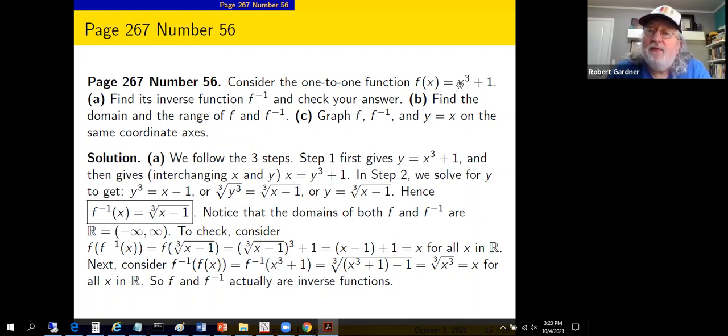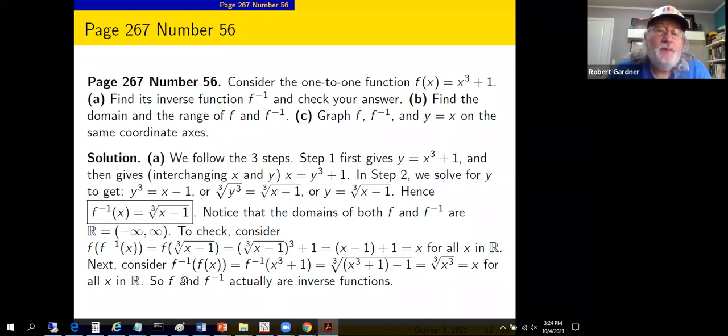F takes stuff, input, and cubes it and adds 1. So we'll cube the input and add 1. We get the cube root cubed, so that just leaves us with whatever's under the radical, x minus 1. Add 1 to it, that leaves x. This is valid for all real numbers. Right, this one's simpler in terms of the domains and ranges. And so the composition equals the identity function.